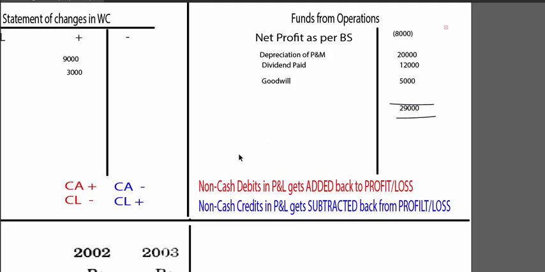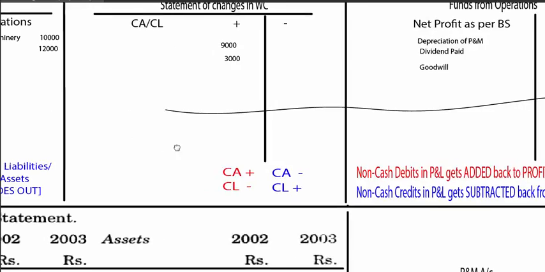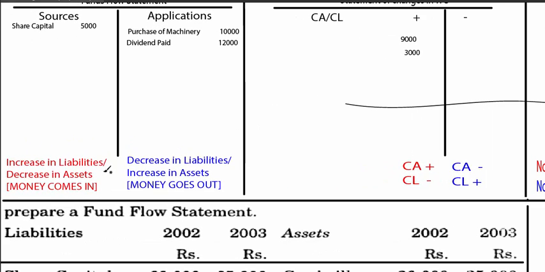And funds from operation basically is the profit. It's a plus, so we got funds from operations, means the total money that is being gained from operations. Now when money comes in, where does it go? It goes all the way to sources. Money comes in, so it goes to sources. So we can put funds from operations here, and that was 29,000.